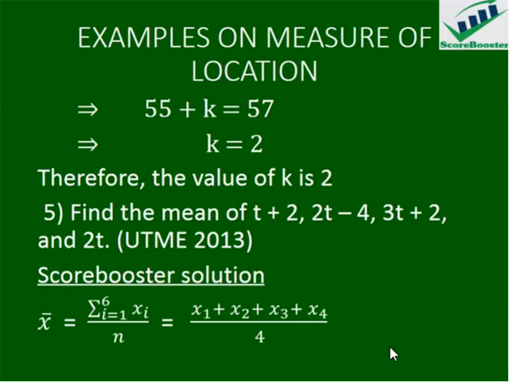So now we move to the next question, which is also on the mean of ungrouped data. So here we have to obtain the mean of these numbers: t plus 2, 2t minus 4, 3t plus 2, and 2t. So this is also like the second question, which is the mean of ungrouped data where the number of items is not large. So we use this formula.